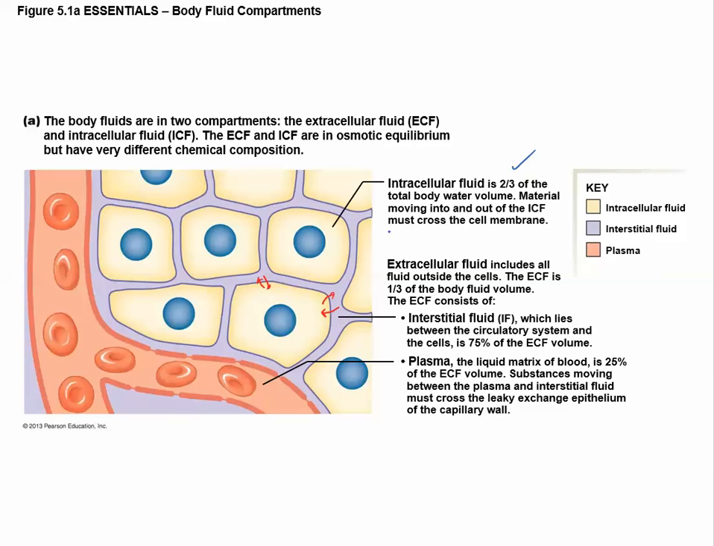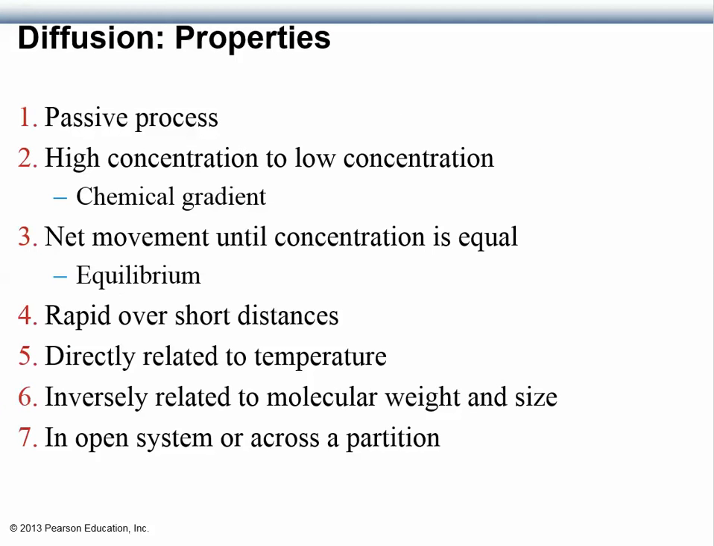Okay, so we have, and I put these arrows here, particles that need to go in. This could be glucose or oxygen, and particles that need to go out. That could be carbon dioxide and other kinds of waste that need to move in and out of these cells. And so we need to talk about how that's going to happen, because it happens differently for different molecules. Okay, so first of all, we're going to start talking about diffusion.